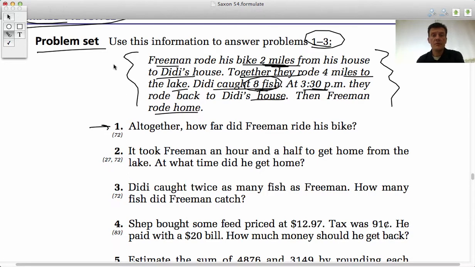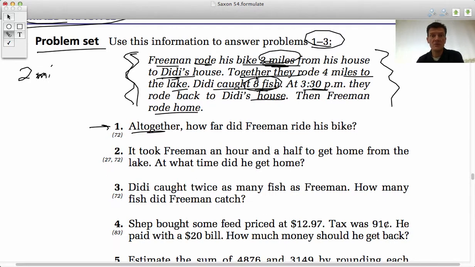Question number 1, referring back to this information. Altogether, how far did Freeman ride his bike? So altogether, let's add up all the separate distances, the separate parts of his travel. Freeman rode his bike 2 miles. So I'm going to write that down. 2 miles. Don't try to do it all in your head. Jot it down so you don't make mistakes. 2 miles from his house to Dee Dee's house.